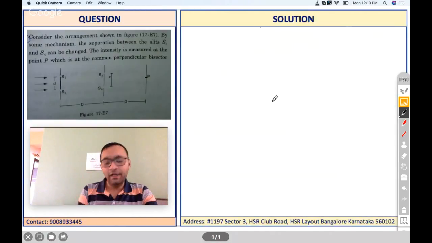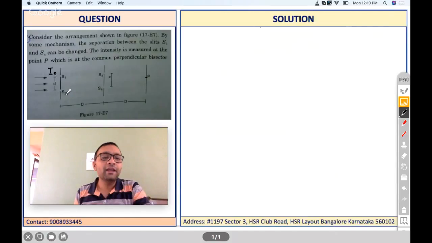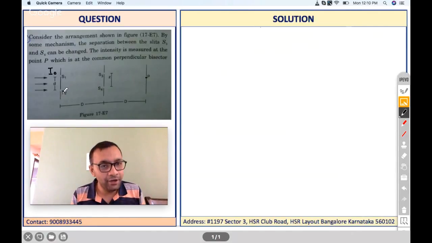Let's assume that intensity to start with here is given as I naught. So intensity at S1 and intensity at S2 is given, let us say, I naught. And we need to find what is the maximum possible intensity at point P.